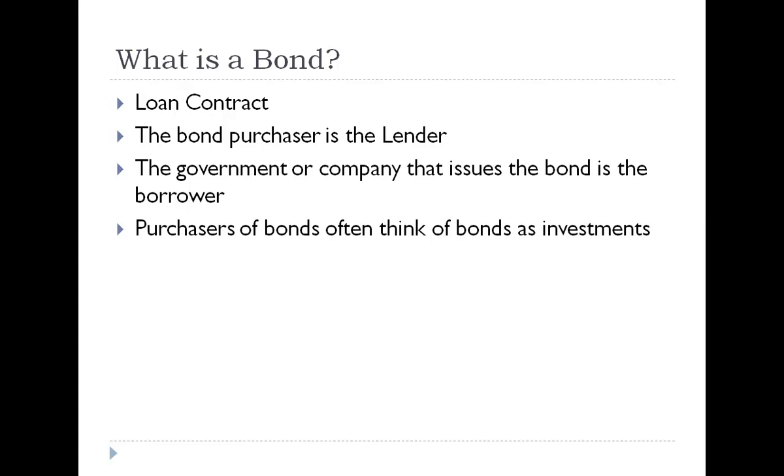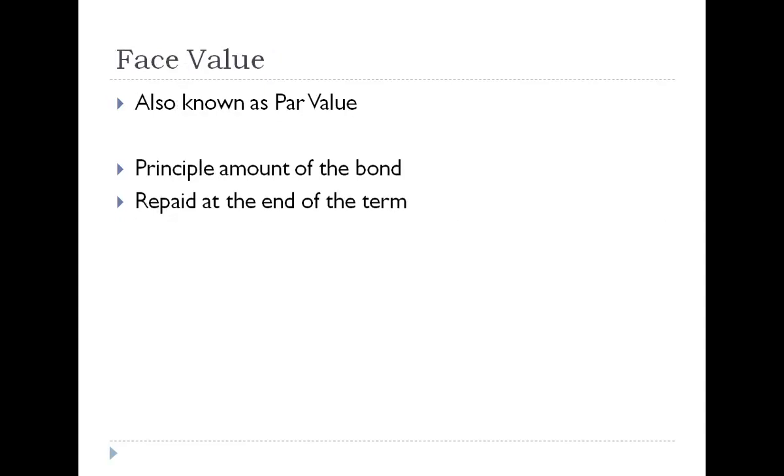The person who purchases the bond is technically lending money to either a government organization or a large company. The government agency or the company that issues or sells the bond is technically the borrower. And what occurs is, over time the borrower, the company or government, will actually pay all that money back.